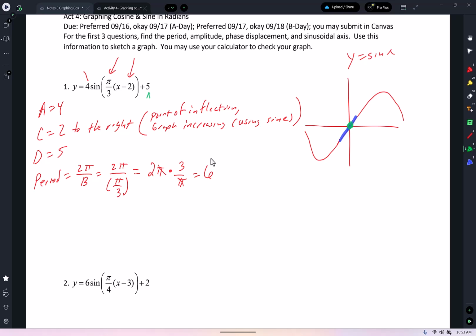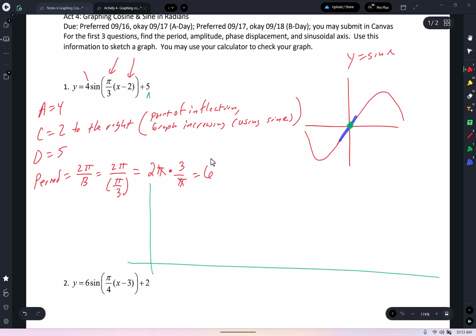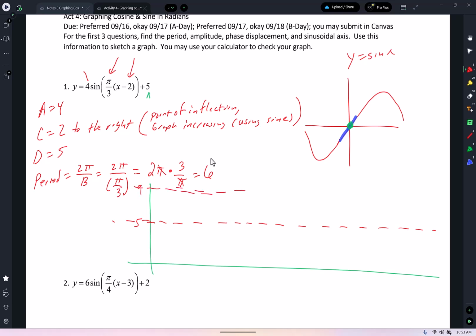Let me see. Where do I have the most room? Right here. The midline is at 5. So I'm going to say 5 is right here. I'm going to go up 4. So I'm going to say up 4 is like right here. That's 9. I'm going to go down 4. So I'm going to be like right here. I'm going to say that's 1.